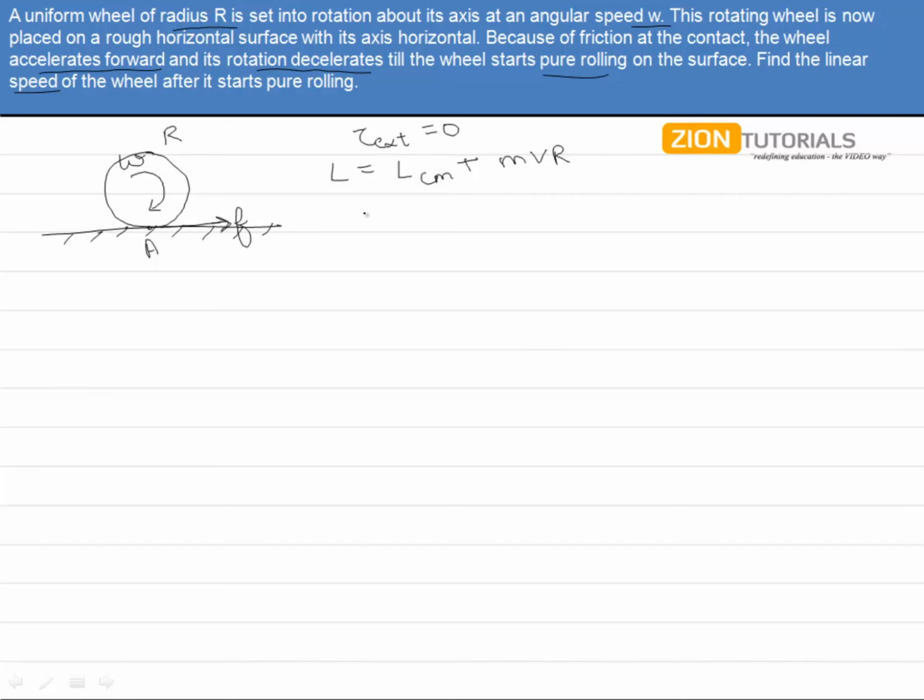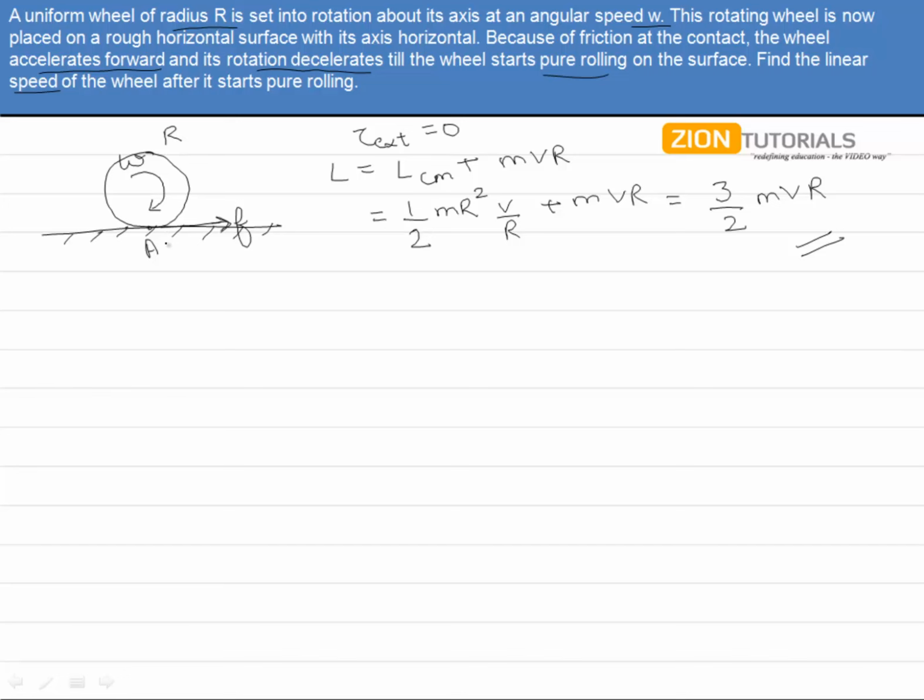So we can write the initial one as, since it's a wheel, that is a disc sort of thing, I, which is half mr square, into omega, which is v by r, plus mvr, giving us 3 by 2 mvr. So this is actually the angular momentum as soon as it comes on the rough horizontal surface.